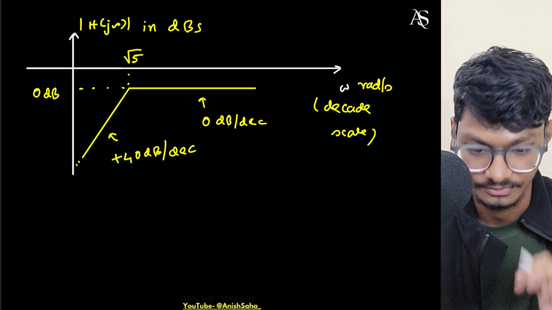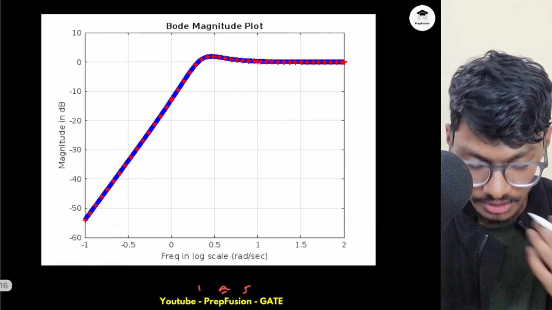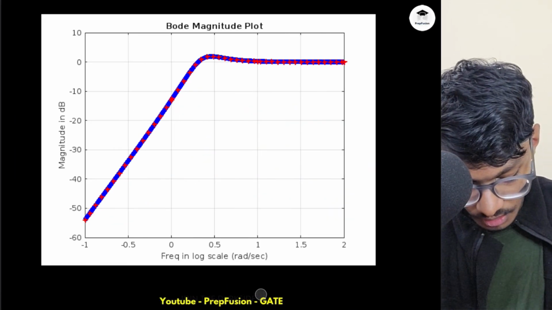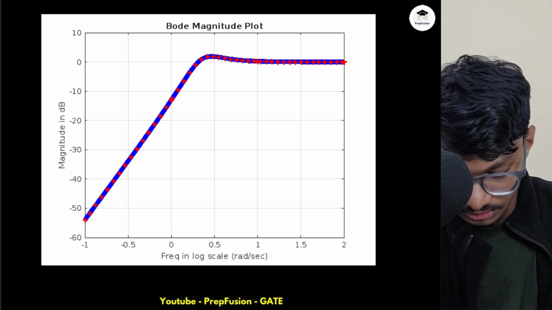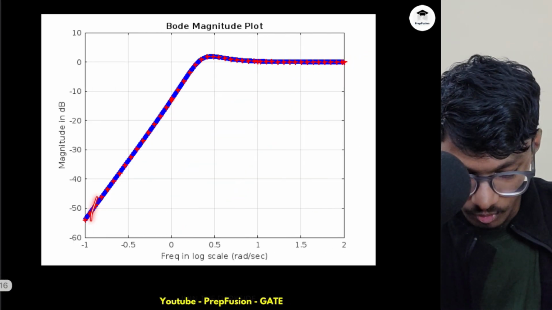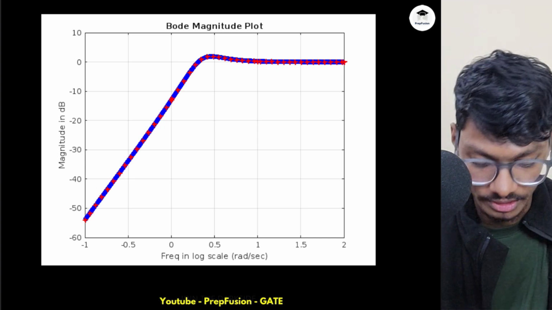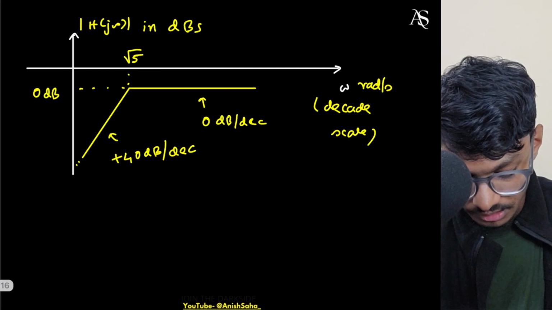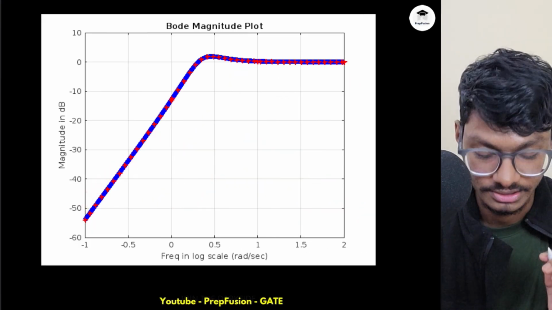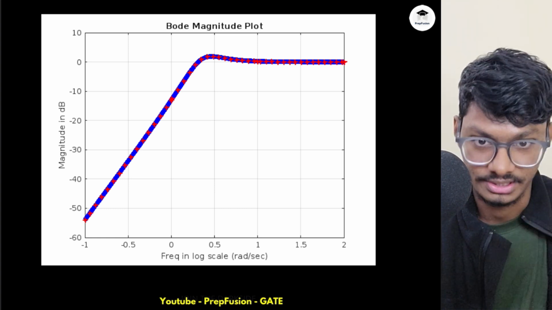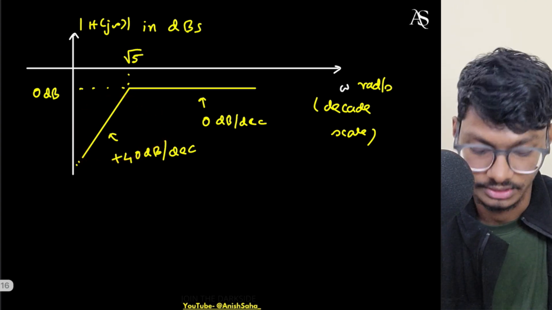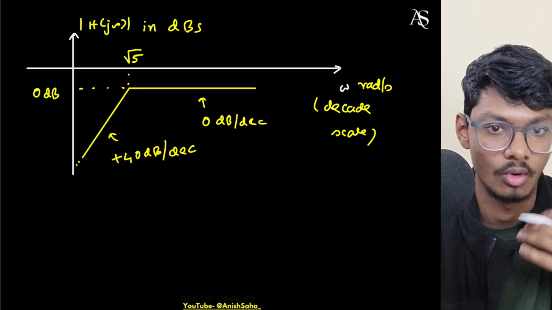plot very easily. So I have plotted this in MATLAB, and if you see here, this is the approximate plot, and this is almost the exact magnitude plot. So if you see here, these are almost similar. Okay, and in MATLAB I have plotted this exact same transfer function. And if you want to cross check the assumption that we took, that it is plus 40 dB per decade, is it true or not true?